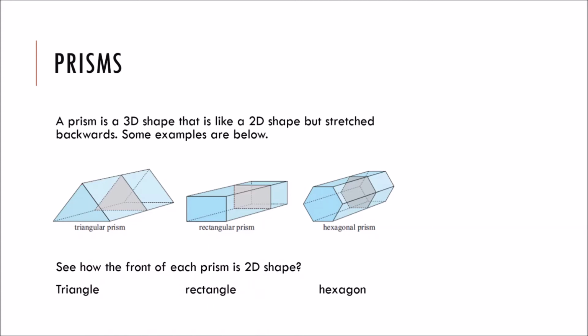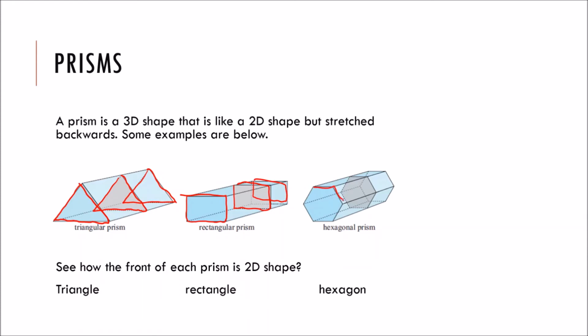In this first one I have a triangle out the front, which is a 2D shape, but we can see that it's been extended backwards. It's been pushed back, stretched out, right? So no matter where I look inside the shape, I get that 2D shape again. So triangle, triangle, triangle the whole way along. Same with a rectangular prism. I have a rectangle at the front and I have a rectangle at every other point the further I go back as well. Same with a hexagonal prism, right?